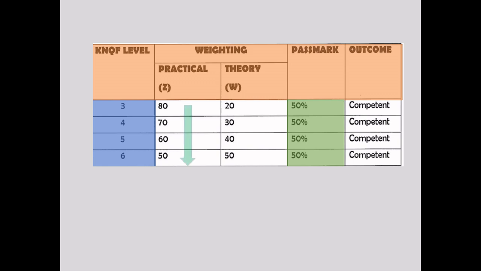So I need you to notice something. The weighting of the practical reduces as you increase the level. That means for level 3 it is 80, and it reduces as you proceed to level 6. But for the theory it is the other way around. It increases from level 3 all the way to level 6.